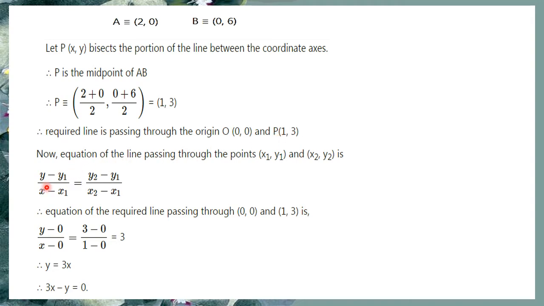Then we have the two-point form of the equation, that is (y minus y1) upon (x minus x1) is equal to (y2 minus y1) upon (x2 minus x1). Therefore, substituting the values, we get (y minus 0) upon (x minus 0) is equal to (3 minus 0) upon (1 minus 0), which is equal to 3. Therefore, y is equal to 3x, or 3x minus y is equal to 0, is the required equation.